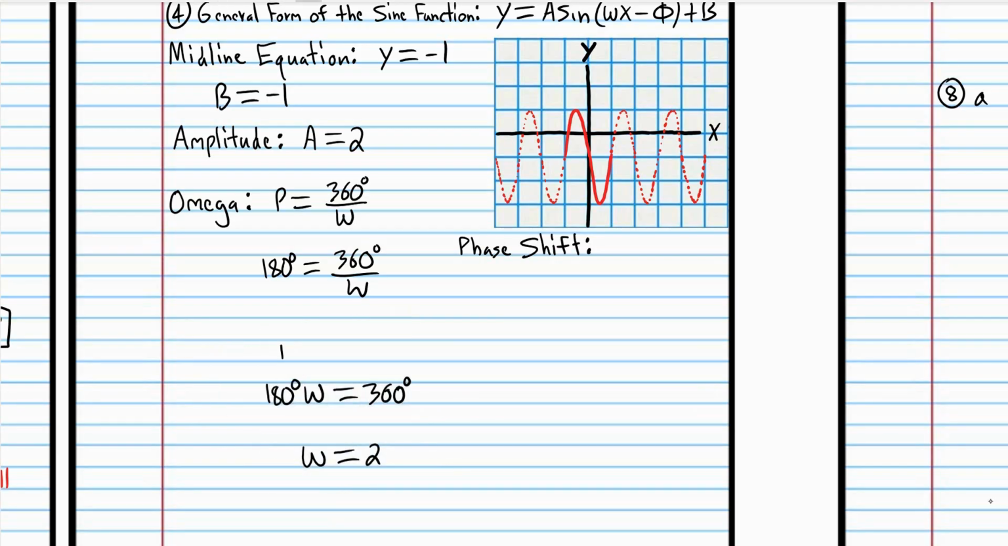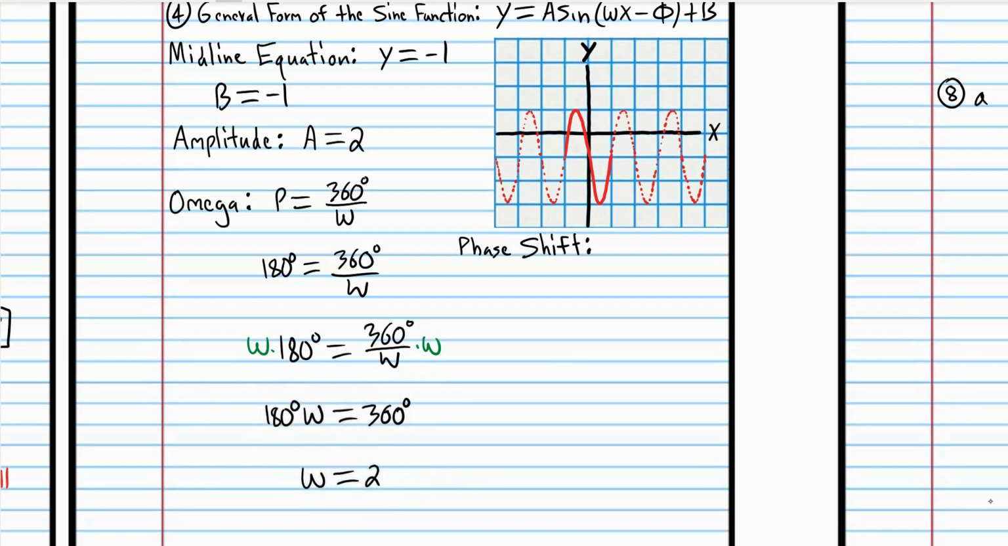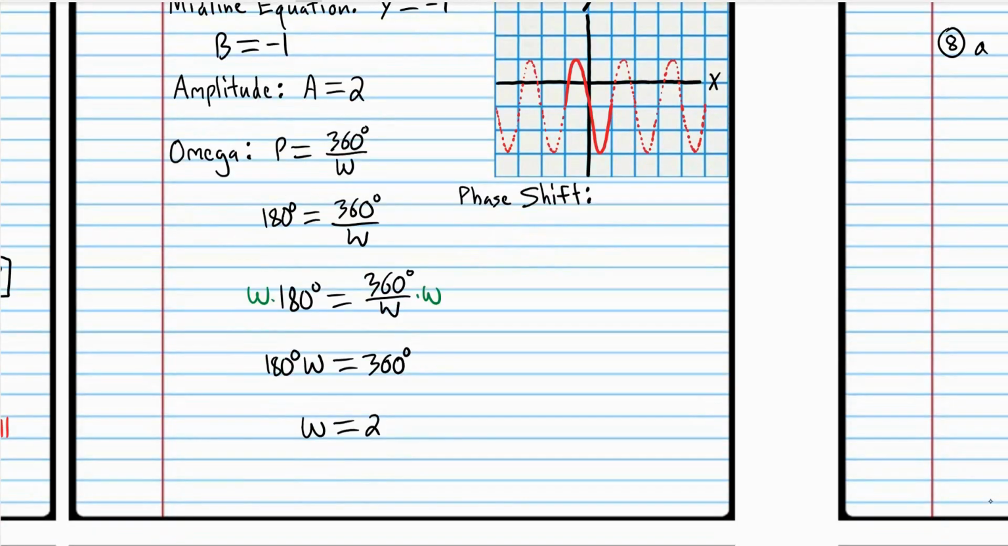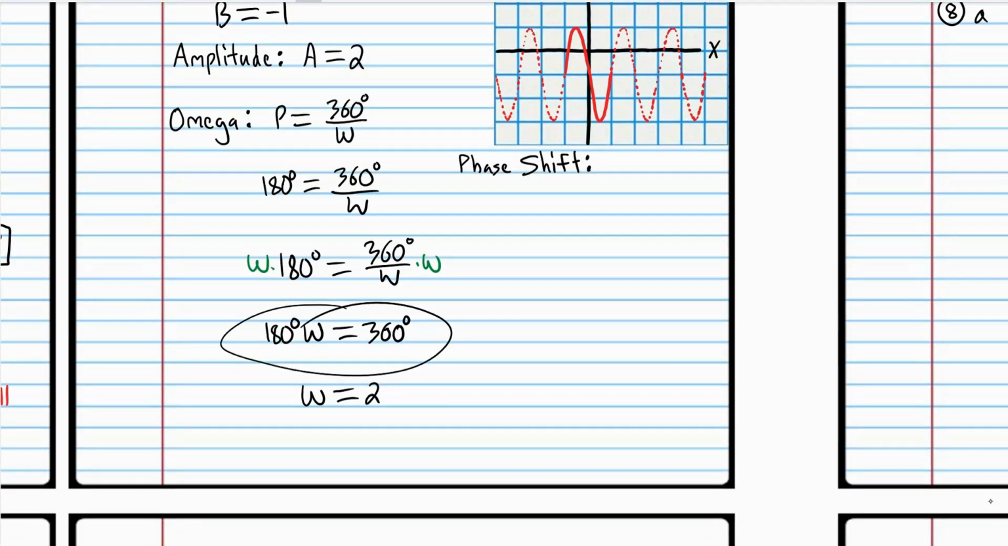If you wanted to demonstrate some of that algebra, you would multiply both sides by omega, and then we go to the next step of the equation and divide both sides by 180 degrees.